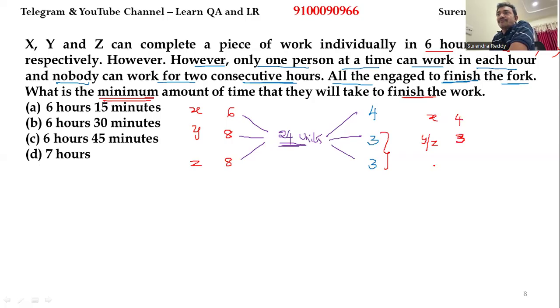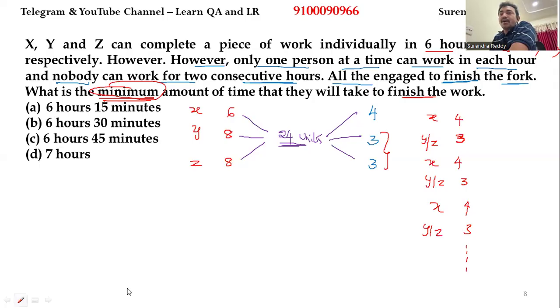Now, if we take Y, Z can be taken next. But looking for minimum time, a person with maximum efficiency should work more number of times. That's how you can minimize the number of days. Now let us take X again. X is 4. Again, out of Y and Z, we don't mind 3. Again, X will take 4. Y and Z will be taking 3. This way, they'll be working, guys.